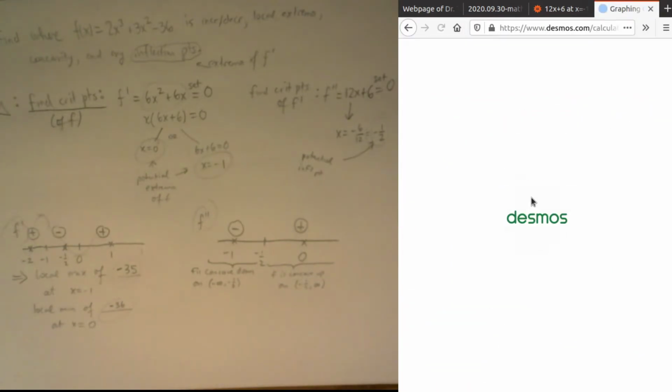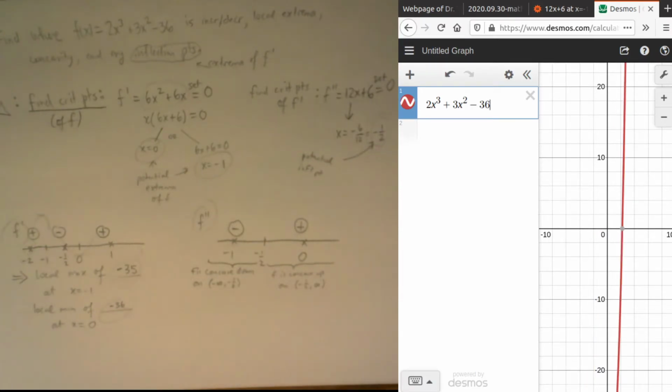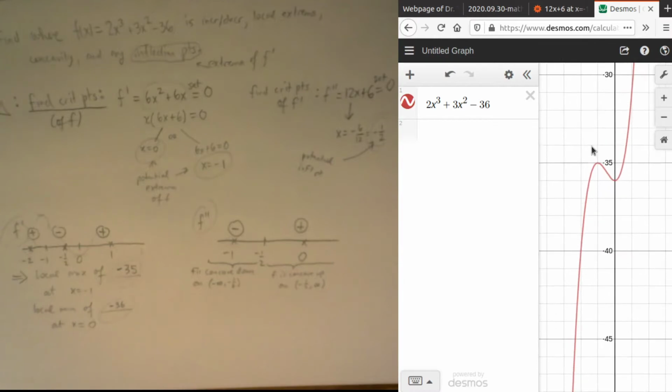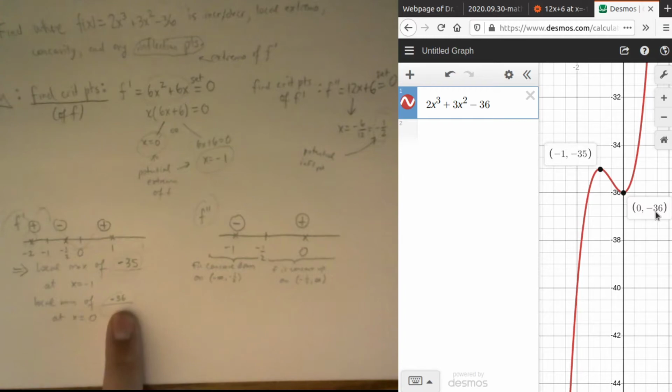Here's Desmos, here's the calculator, and if I plot the original function 2x cubed plus 3x squared minus 36, here's our picture. Now let's find our local max. The local max looks like it's right around here, and notice that's exactly what we saw. A local max of minus 35, which is the height of that, the second coordinate of that point, occurring at x equals minus 1, which is the x value associated with that point. The minimum's right here. It's a minimum of minus 36, the value of the minimum, and it's occurring at the x value 0. Okay, so we had that.